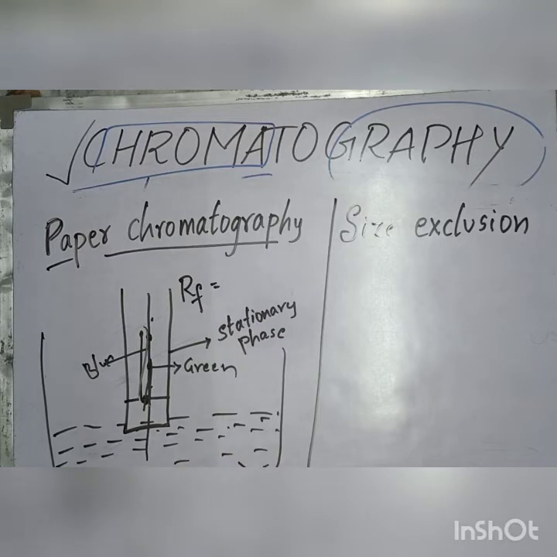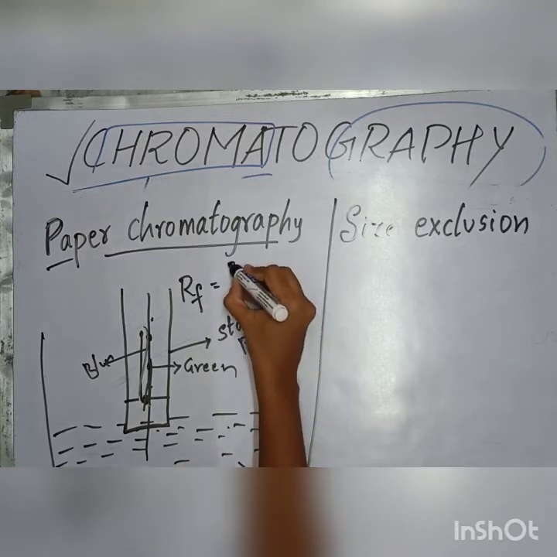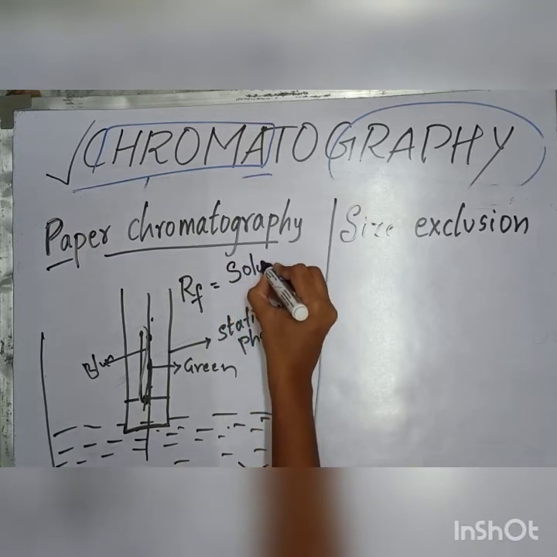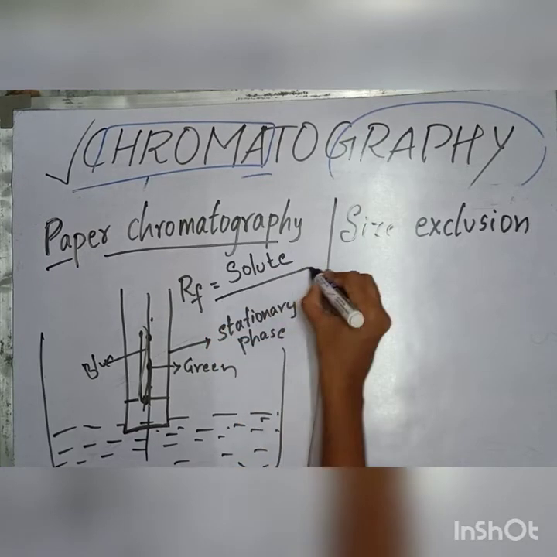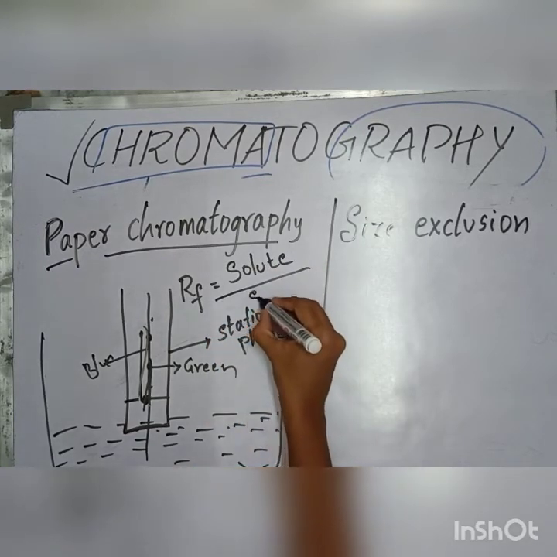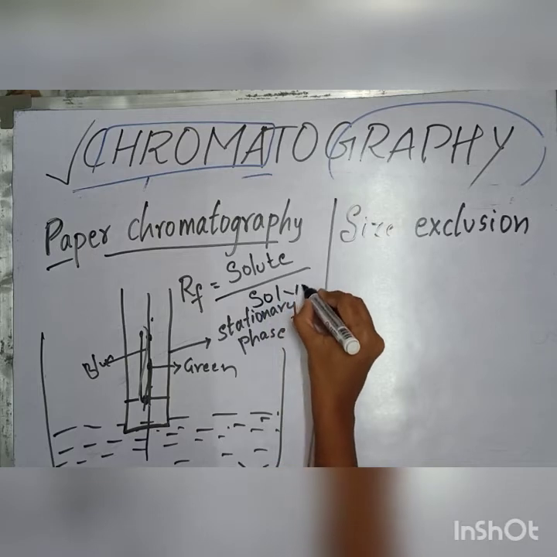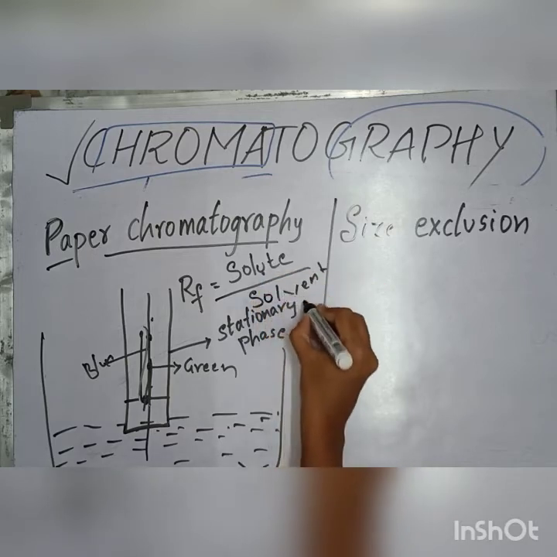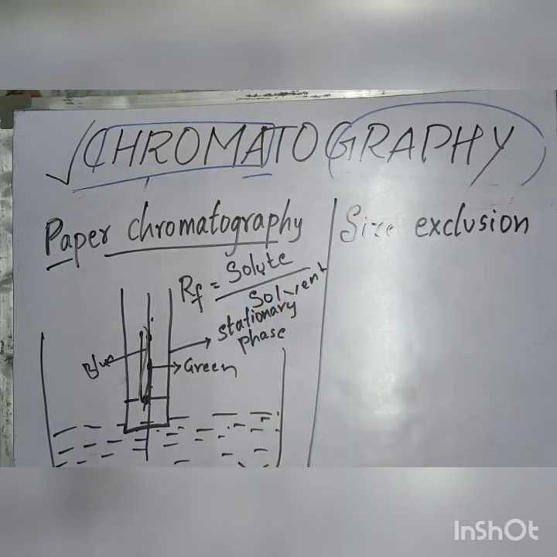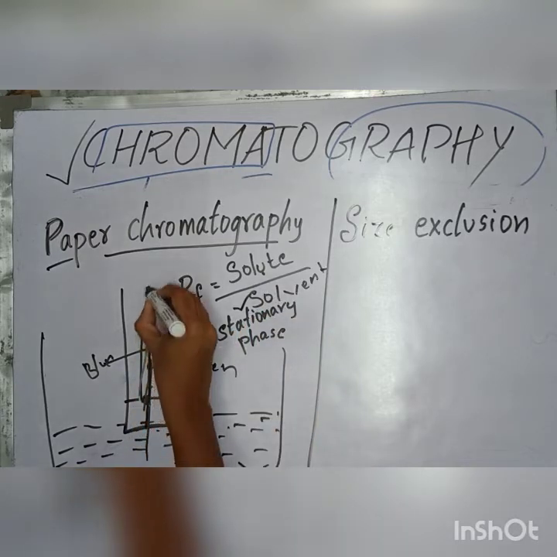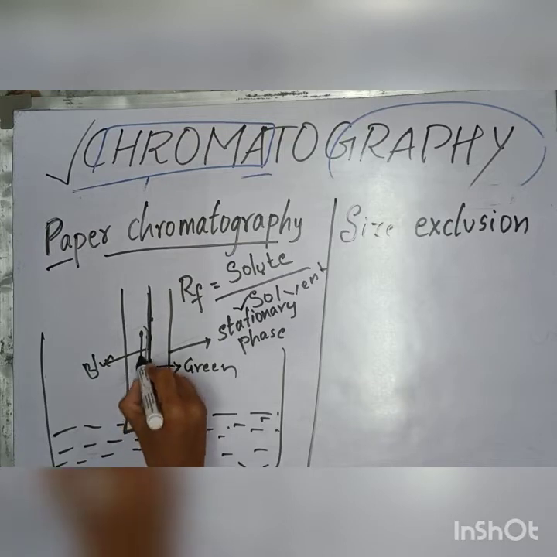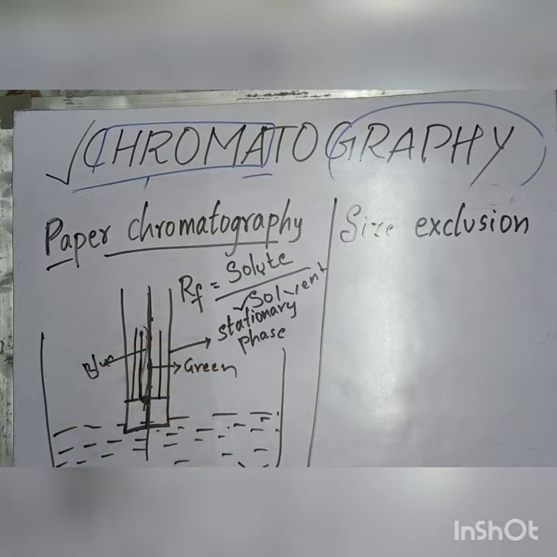So how we can calculate it means distance traveled by the solute. Solute is nothing but the sample, divided by distance traveled by the solvent. Now tell me, among the solute and solvent, which will travel more distance? The solvent. Why? Because the solvent will reach until the end. The solute molecules only will move based on their adsorption.